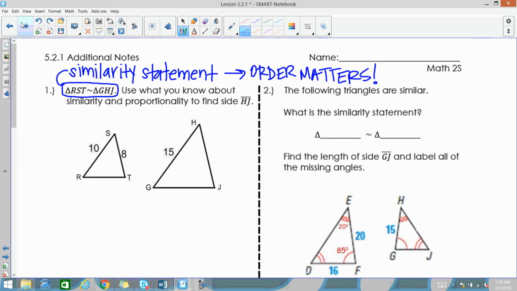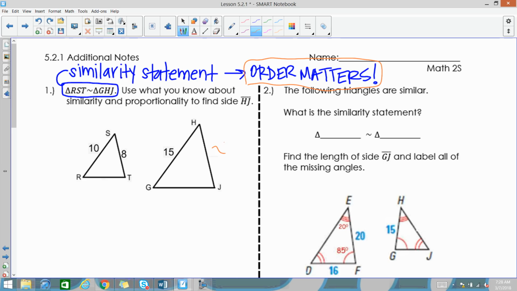And here's the deal. I'm going to give you a similarity statement, which I have identified up here. A similarity statement tells you what sides and what angles correspond with each other. Order matters, right? Order matters. It is crazy important when you write a similarity statement and when you use a similarity statement that you identify your order. So here we go. The question says, use what you know about similarity and proportionality to find side HJ.